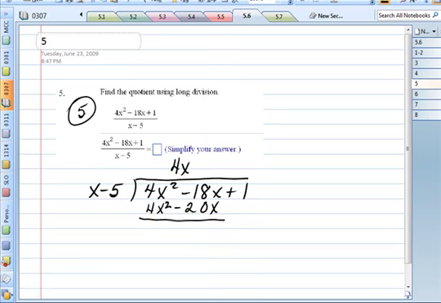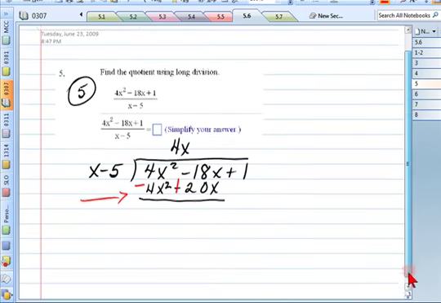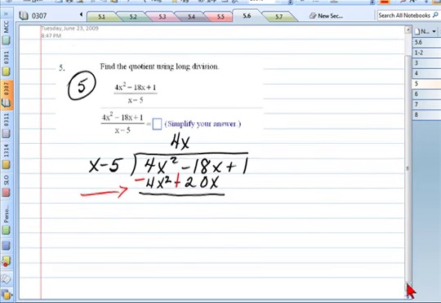What do you do now? Subtract. And how do I subtract? I change the signs. That becomes negative, that becomes positive. And I always try to do that in a color so that you can notice that it got changed. Those cancel. What is negative 18x plus 20x? It'll be 2x, and it'll be positive because the 20 was positive, plus a 1.